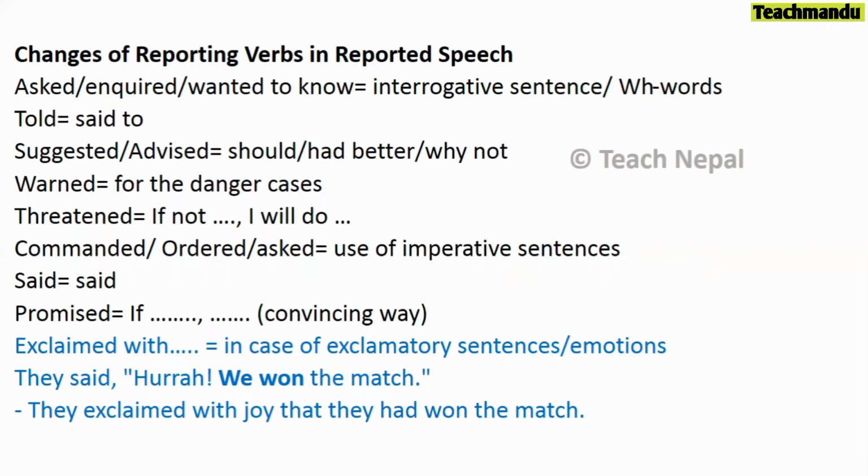So if there is said to, then we need to write told. Okay, said to, in that case we have to write told while changing it into reported speech. And if there is should, had better or why not, then we have to change that reporting verb into suggested or advised. Then warned, for the danger cases. Okay, don't do this, you may get electrocuted. In that way you can write somebody warned or the person warned me not to do that. In that way that's called warning.